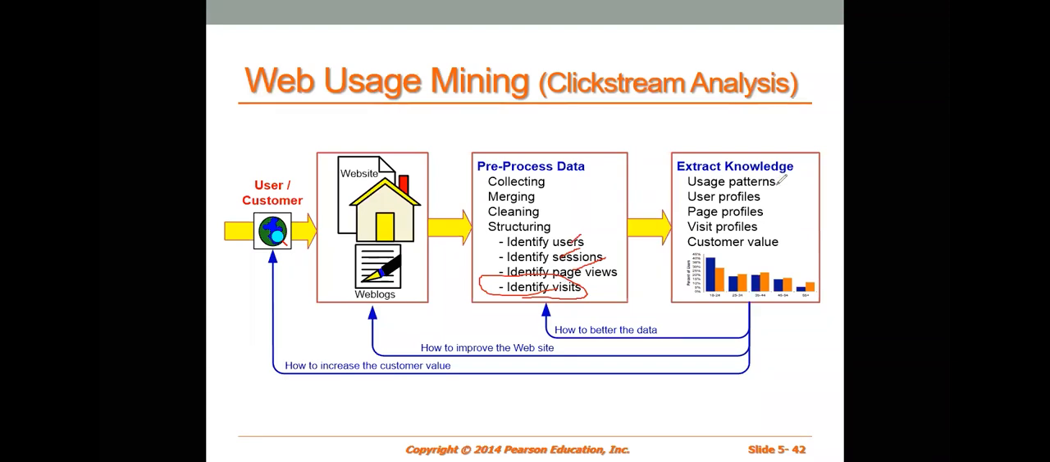So you see what the usage pattern is, the user profile, the age group and all these things, and the customer area from where they are reaching your website, the page profile, and the visit profile, how many times they visit us, and the customer value. So this is the knowledge extraction you do with web usage analysis.